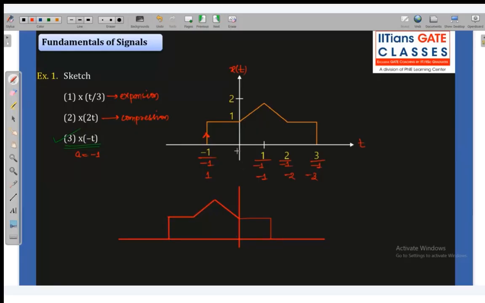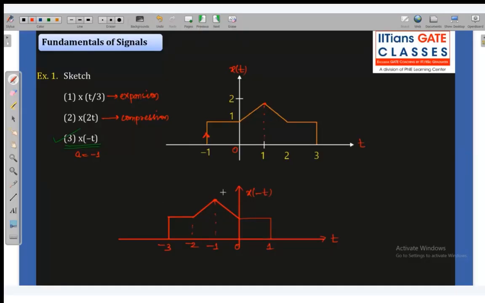So this 0 will become 0, and this -1 becomes +1, and this triangle peak, which was previously at +1, is now at -1. So it will be at -1, it is at -2, it is at -3. This is x of minus t. Any doubt? So I had just divided the whole axis by factor -1, and I get this signal.